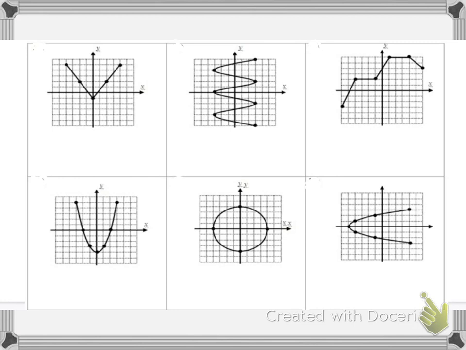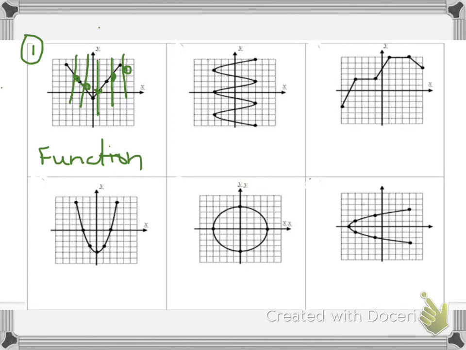So let's draw a vertical line. Here, I'm going to have graph number 1. And if I draw a vertical line, all these vertical lines that I'm drawing, this is a function because I'm only passing at one point on each of these passes. Okay, so this would be a function.